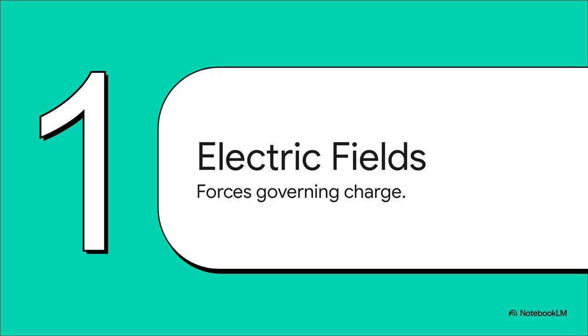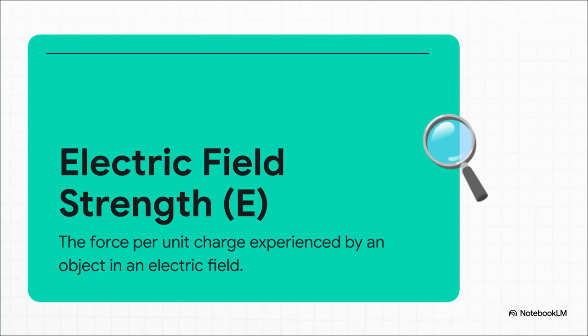So first things first, what even is an electric field? Well, you can think of it as a region in space where any charged particle that enters it is going to feel a force that acts on it without anything physically touching it. And to measure this, we use something called electric field strength, which we represent with a capital E. It's kind of like a measure of how strong this invisible electrical wind is at any given point, how much of a push or pull it exerts on a charge we place there.